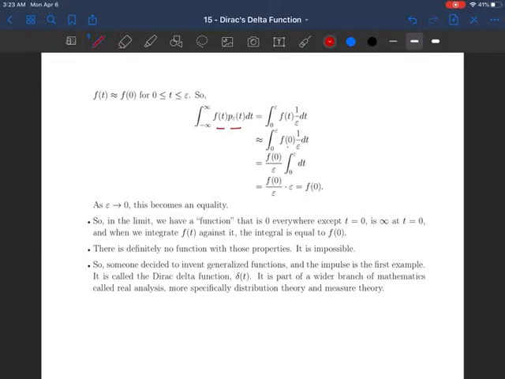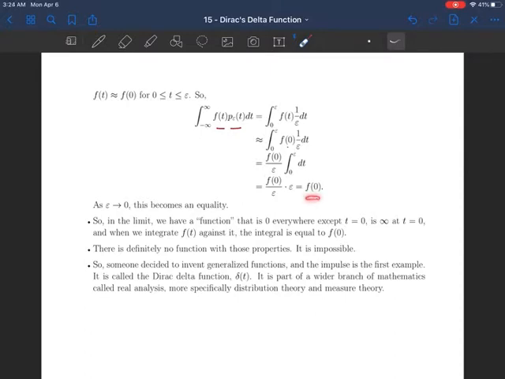But since that's such a short interval, f of t is approximately equal to f of 0, and so we can pull that out, pull out the epsilon, integrate. That's just the area under 1 between 0 and epsilon. That's epsilon, and so in the end we get that this is equal to f of 0. So by integrating against p of epsilon, what we've done approximately is picked out the value of f of 0. And as epsilon goes to 0, this becomes an equality.